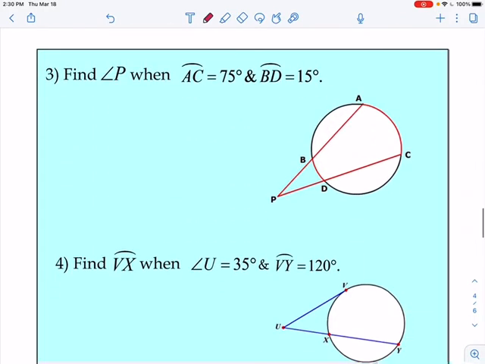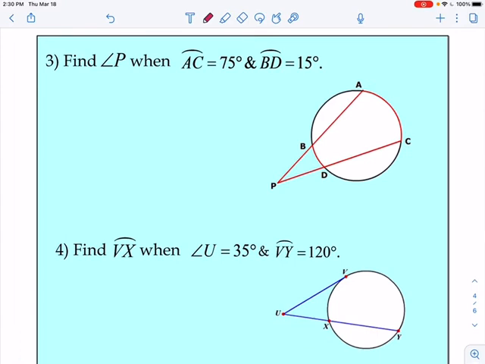For number 3, we want to find angle P when arc AC is 75 and BD is 15. So arc AC is 75, BD is 15, and we want to find angle P. Again, angle P is outside of the circle, so that means this angle is going to be 1/2 the difference. I'm going to subtract the 2 arcs, and it's always the bigger arc minus the smaller arc.